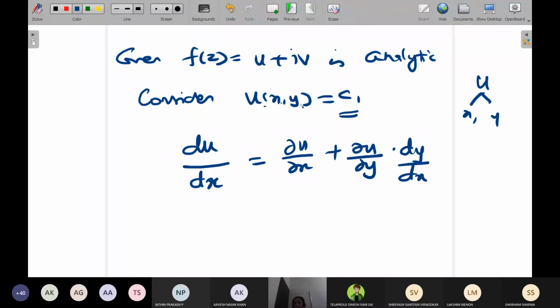We want du by dx, but u is a function of x and y. So how will it be? Partial derivatives: dou u by dou x plus dou u by dou y into dy by dx. It is given f(z) equal to u plus iv is an analytic function. We have considered u(x, y) equal to c1. From this, we will try to rewrite this function, so this you can take as some slope m1.